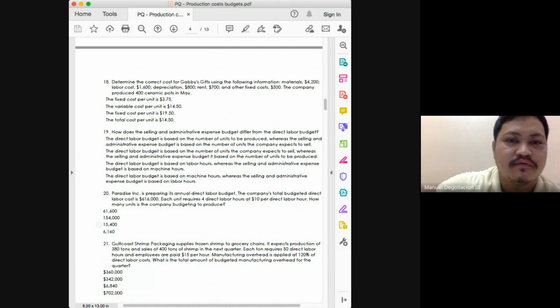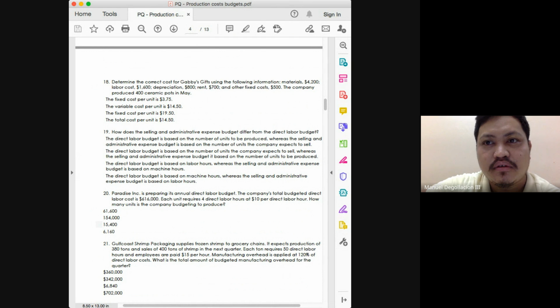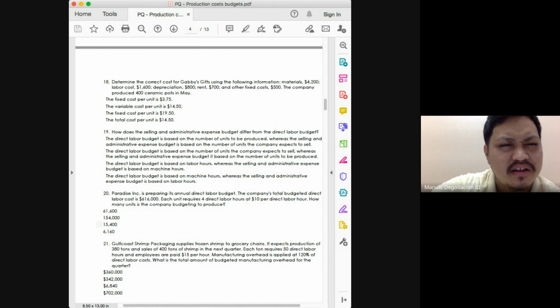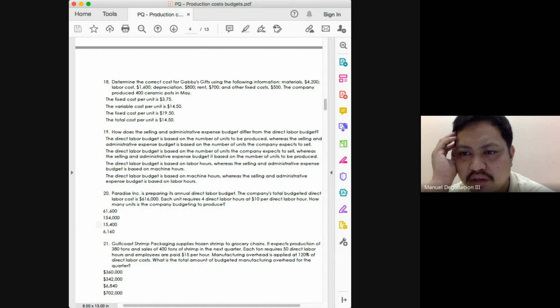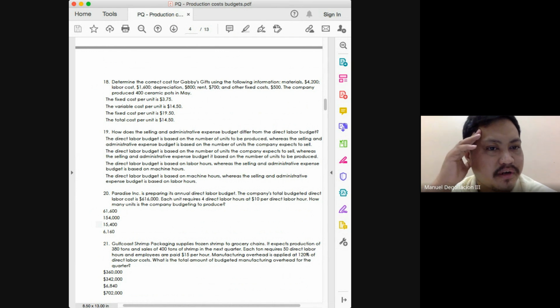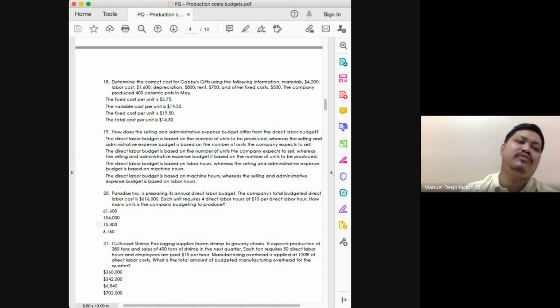Determine the correct cost for Gabby's gifts using the following information. Materials 4,200, labor cost 1,600, depreciation. The company produced 400 ceramic pots in May. Question here is, determine the correct cost for Gabby's gifts using the following information. Okay, and the challenging part here is that we need to check these four.